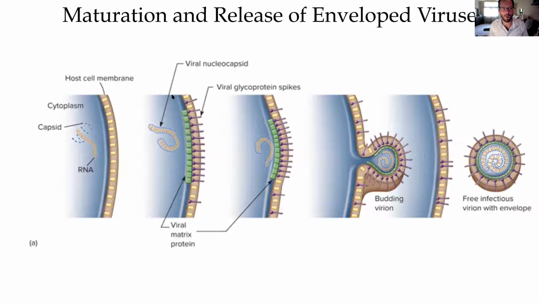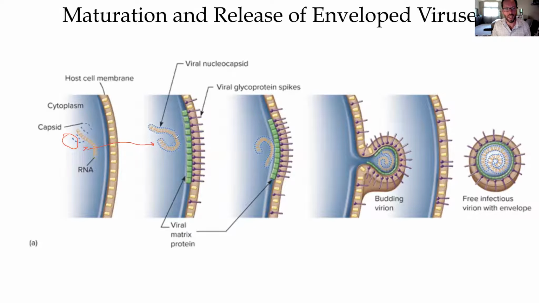And so this is how the assembly and release occurs. Here's where my draw, here we go. So we have the capsomere proteins and the genome both moving together and packaging it up.